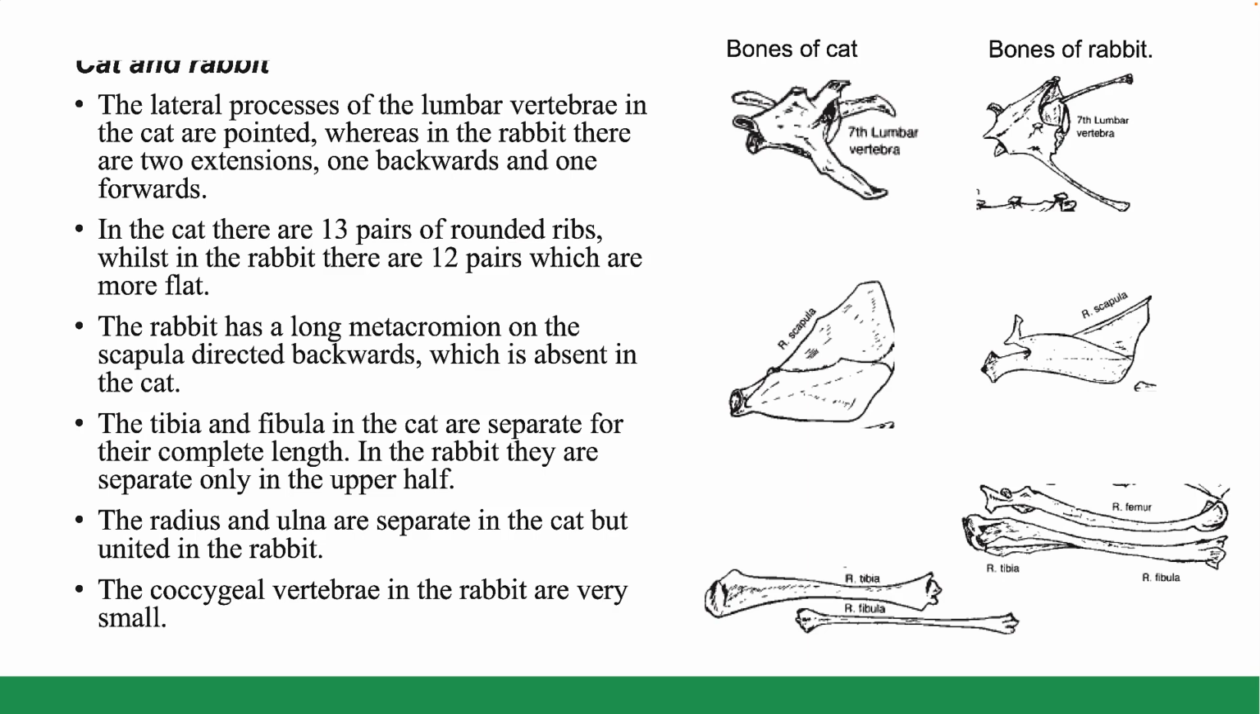And the tibia and the fibula in the cat are separated for their complete length. Like you can see, totally 2 different bones, but in the rabbit, they are separate only in the upper half. In the upper half you might see the two bones, but as you go down, they get fused together. The radius and ulna are separate in the cat, but united in the rabbit as well. And the coccygeal vertebrae in the rabbit are very small. I think you know rabbits have a shorter tail compared to cats. That's even the coccygeal bone as well.